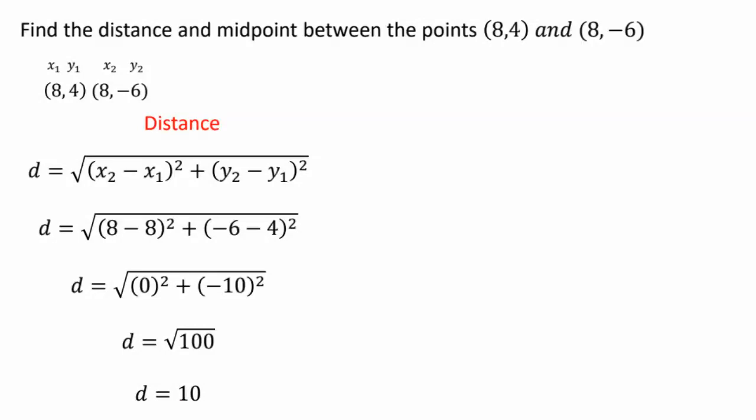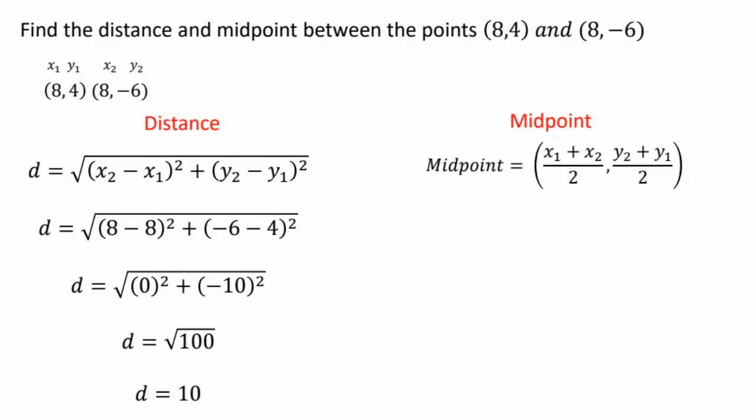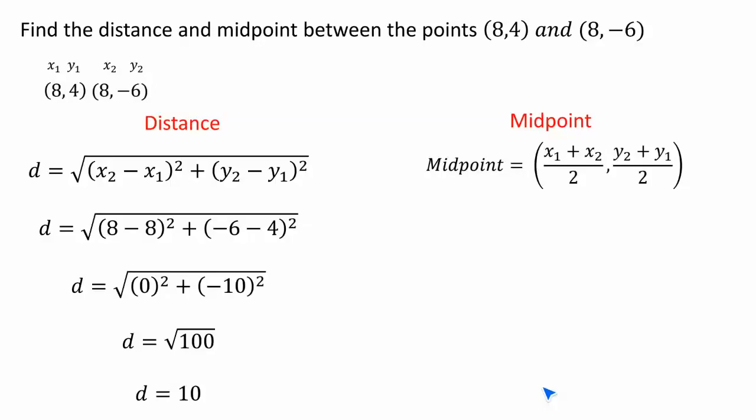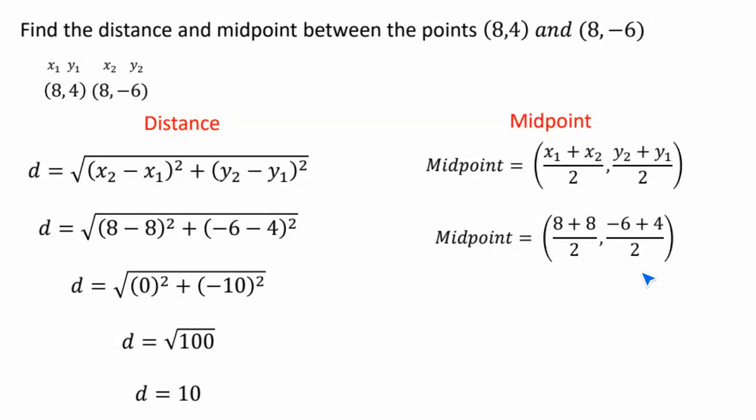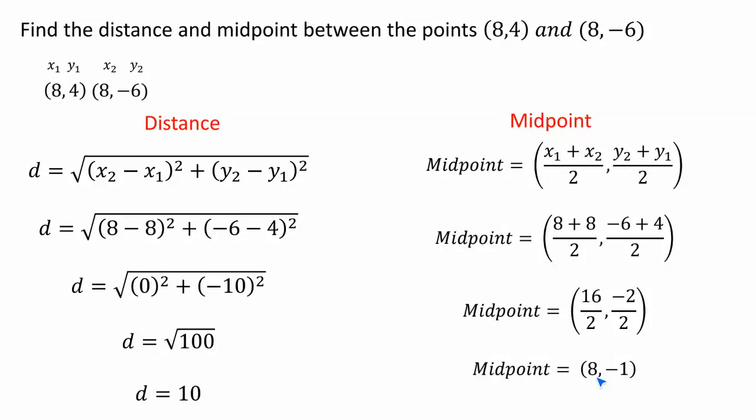Okay, so in the same way, we can find the midpoint, but this time the formula is x1 plus x2 divided by 2 and y2 plus y1 divided by 2. So we can plug in our numbers, and so we get 8 plus 8 divided by 2 and negative 6 plus 4 divided by 2. So our midpoint would be 16 divided by 2 and negative 2 divided by 2. And if we simplify further, we get (8, negative 1). Notice here that we have parentheses. And the reason we have parentheses is because this is a point in the graph.